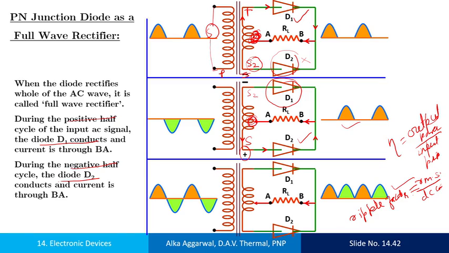The value of the ripple factor for half wave rectifier and for the full wave rectifier is 1.21 and 0.48 respectively.